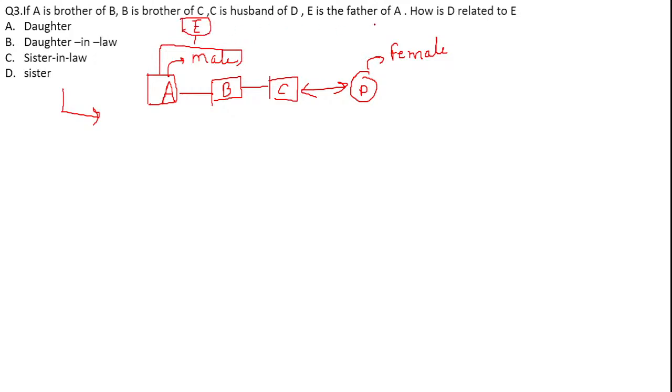Now we are given that E is the father of A. So now we are asked how D is related to E. It is very simple. We can see the options: daughter, daughter-in-law, sister-in-law, sister. So our answer is daughter-in-law. It is a very simple question.